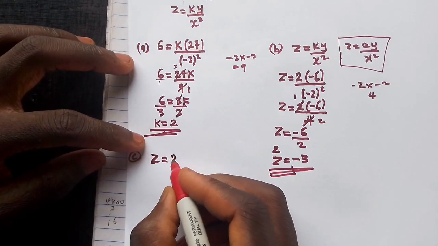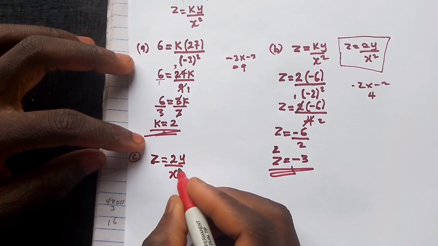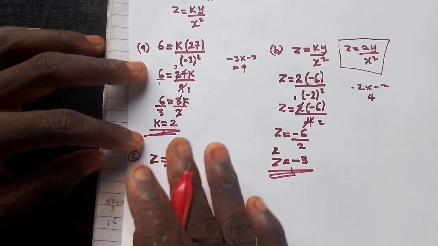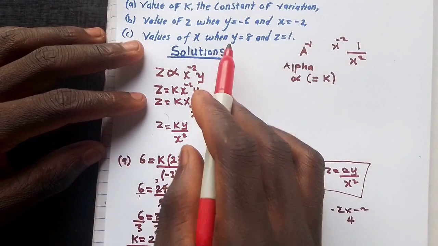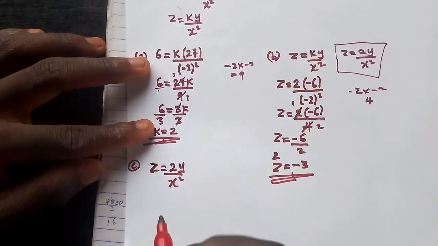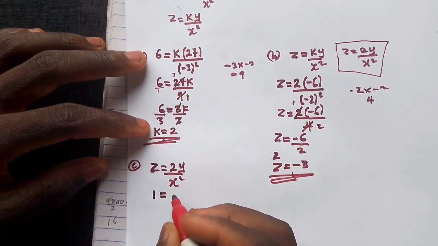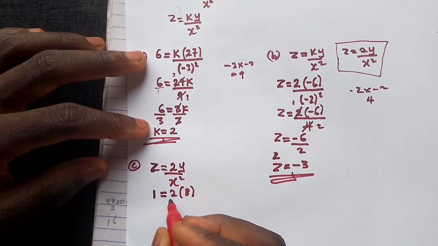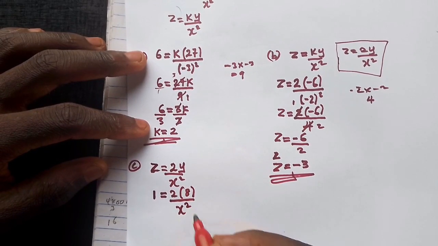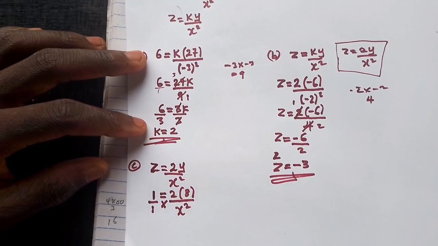k, which is 2, then y over x to the power 2. So in this case, the value of z is 1 and the value of y is 8. So I'm going to say the value of z, 1, is equal to 2 times the value of y, 8, over x to the power 2. Then from there, I'm going to put this one over 1 and cross multiply.